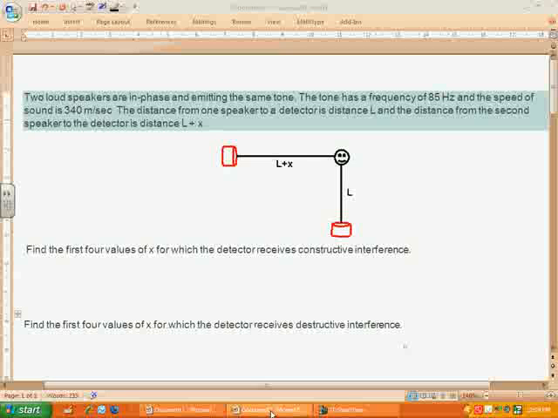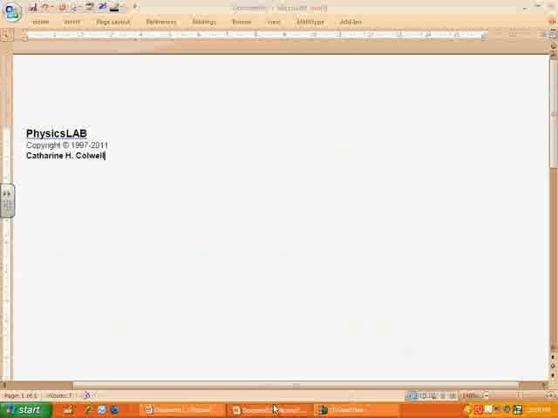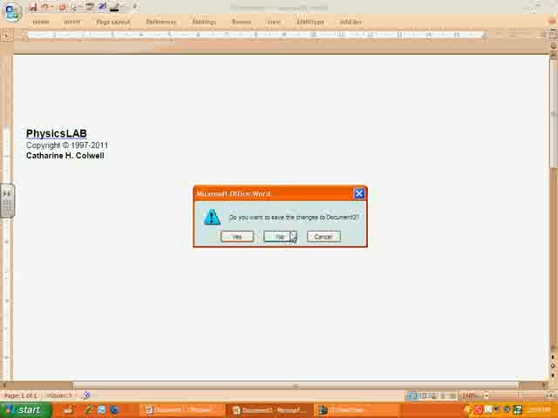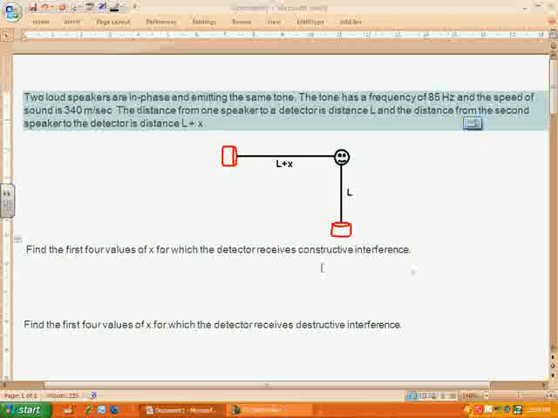Now before I do this, I do need to mention, since I am posting this online and I don't want to get in trouble, that these questions are all from Physics Lab Online, which was copyrighted by Catherine H. Caldwell. So these problems are her problems, and I am just working them for my class from school. So let's go ahead and look at these problems.